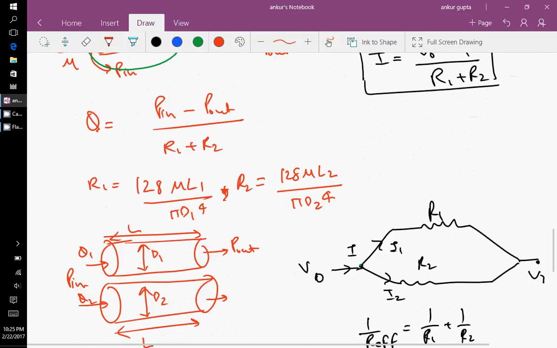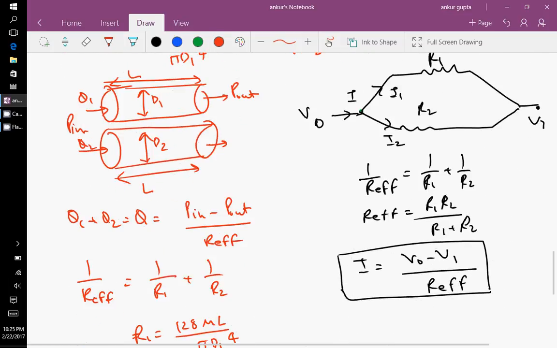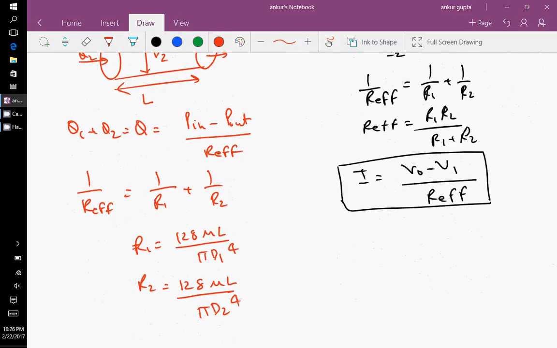Lastly, we discussed the parallel case, where the pressure difference is the same and the flow rates are different, but the total flow rate can be found by using P in minus P out by R effective. Similarly in current, where you have the voltage difference the same, and then you can find R effective by using 1 by R effective is 1 by R1 plus 1 by R2. Again, we have already defined the values of R1 and R2 using the formula that we had discussed, which is 128 mu L by pi d raised to power 4.